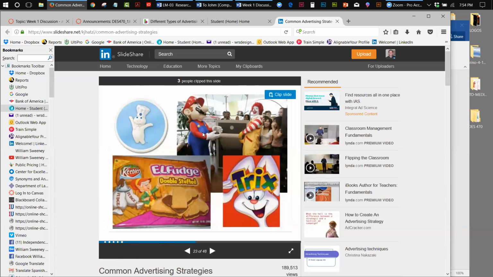Okay, so we got Mario and Ronald McDonald. There's the Trix Bunny. I mean, I remember these. Pillsbury Doughboy. I remember this one. Every one of these things. But keep in mind that every single one. Now, Mario, for instance, really has nothing to do with McDonald's. Mario is something that McDonald's wanted to use to entice children who liked that game.